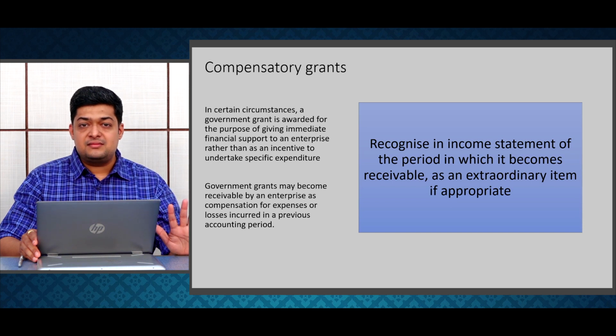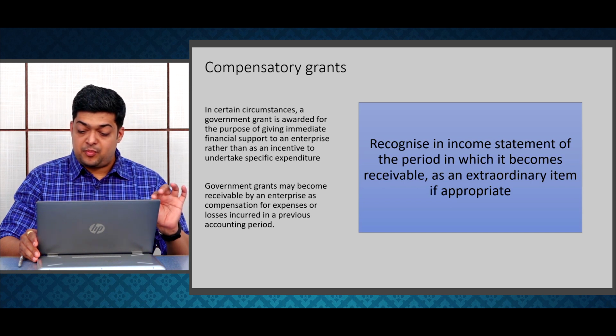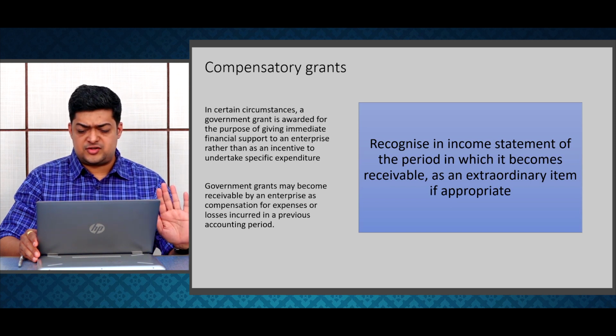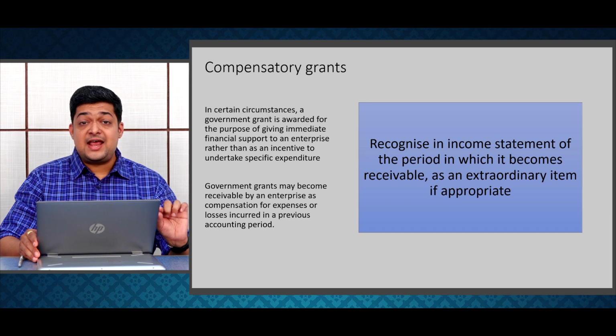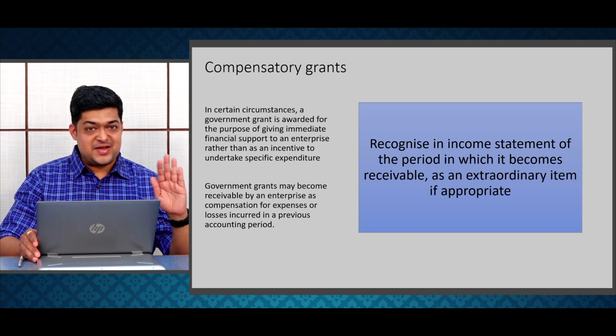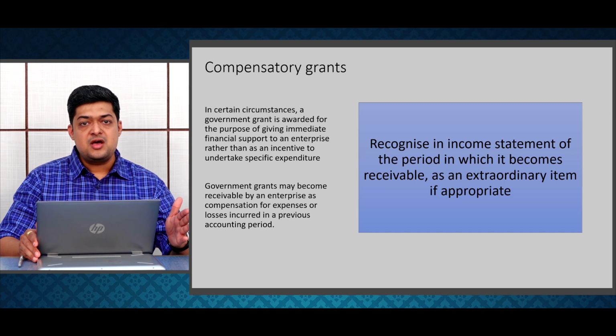What is the treatment? Treatment is very easy. This should be recognized in the statement of profit and loss in the period in which it becomes receivable. So you recognize in the profit and loss account as an extraordinary item if appropriate. So if suppose the compensatory grant is on account of a loss which is extraordinary item as per AS 5, then this grant is also recognized as extraordinary item if appropriate. Not in all cases it is an extraordinary item, but in most of the cases it could be an extraordinary item. That is compensatory grants.